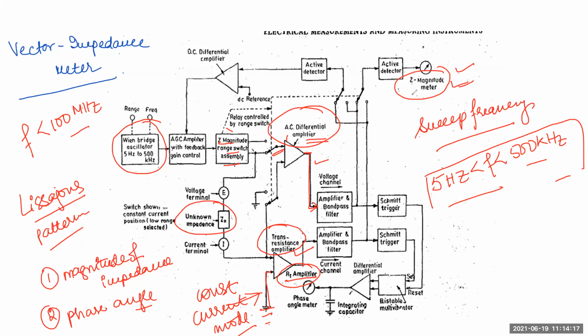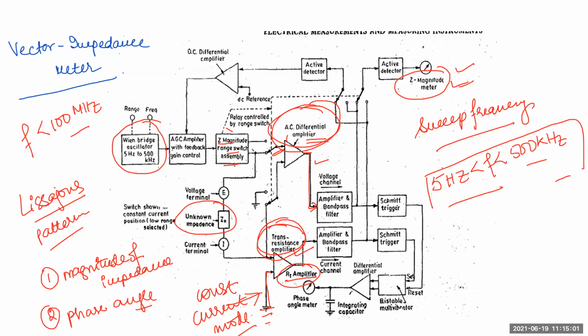Now, if the voltage across the unknown is kept constant, what will happen? The current through the unknown impedance is applied to this transresistance amplifier, which will again produce an output proportional to the input current. All these devices are interconnected with each other, and they mainly operate in two modes: constant voltage mode and constant current mode, as I told you. The roles of the AC differential amplifier and this transresistance amplifier are now reversed in constant voltage mode.